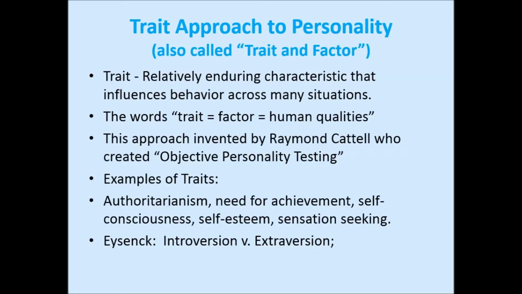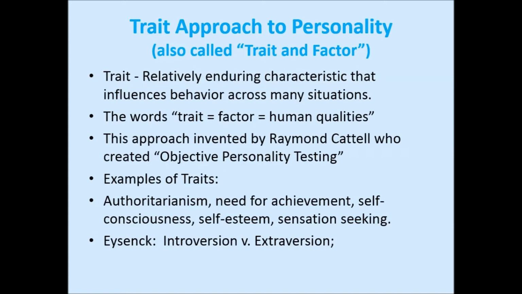In this mini lecture we're going to be taking a look at the trait and factor approach to psychology and the measurement of personality using psychological testing. The approach we're going to take a look at now is called the trait approach, and an ordinary English synonym for the word trait is quality. The gentleman who gets the nod for inventing this particular approach to psychology, his name was Raymond Cattell, and he also gets the credit for inventing something called objective personality testing that we're going to talk about a little bit later in this lesson.